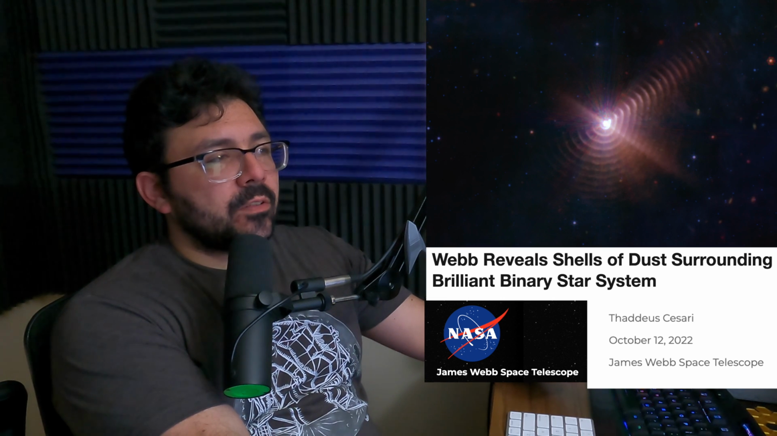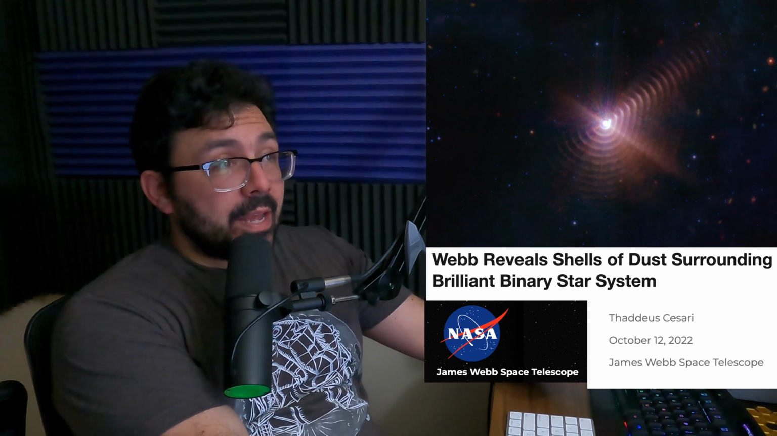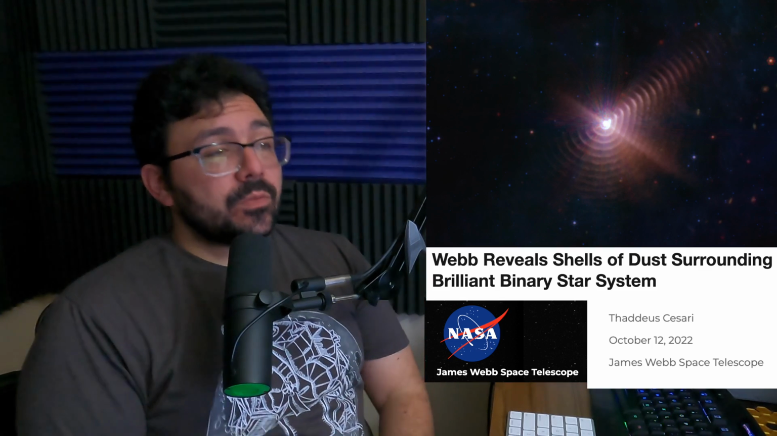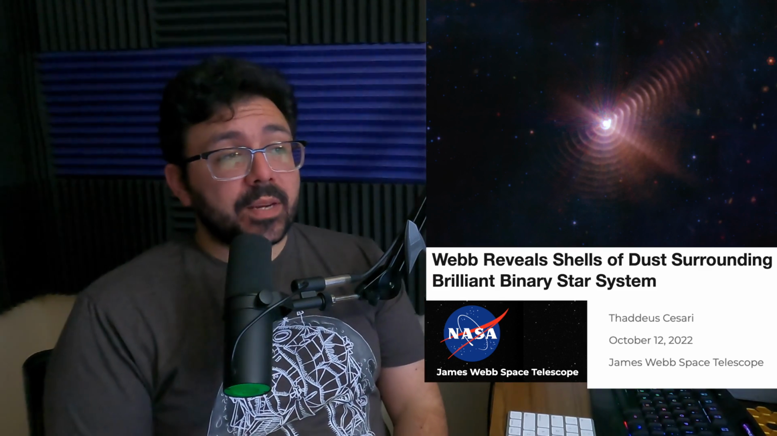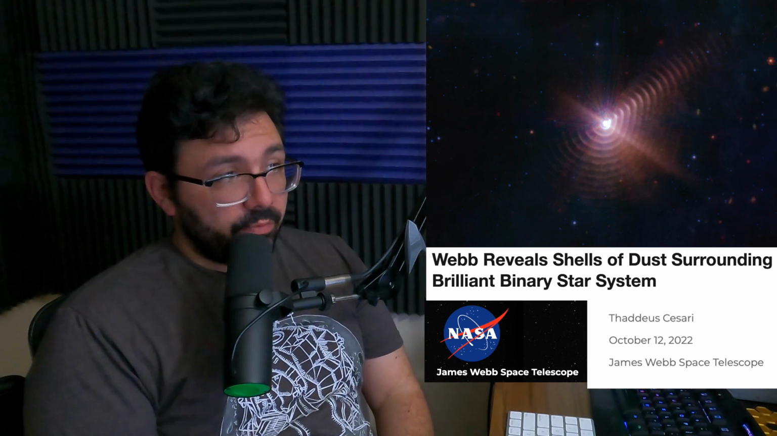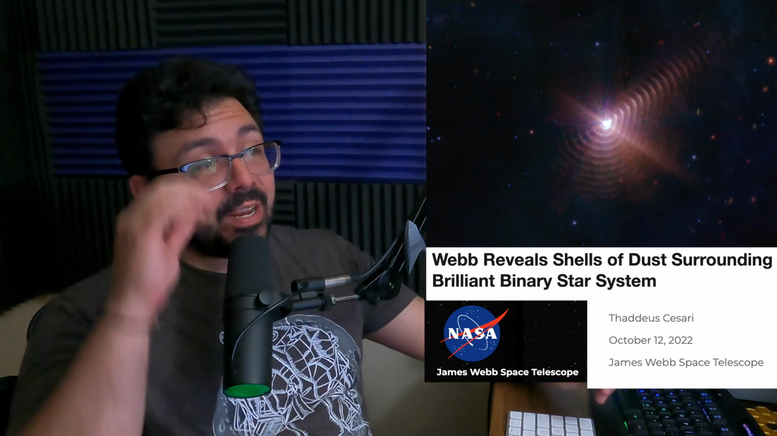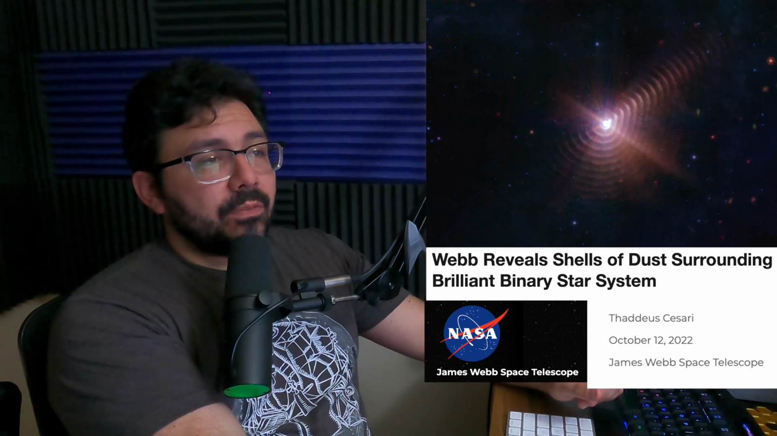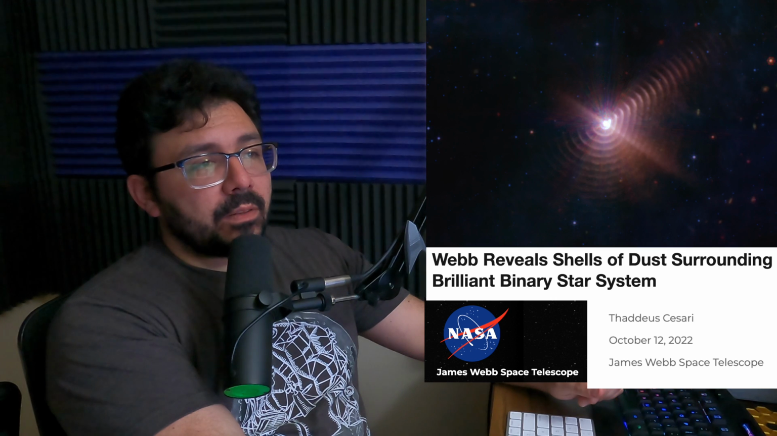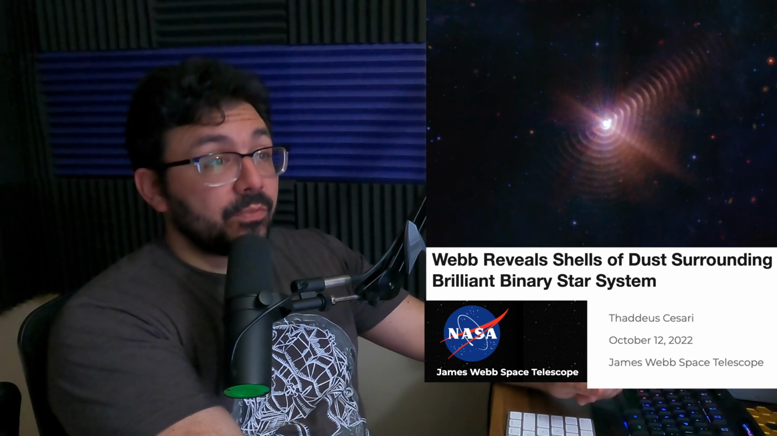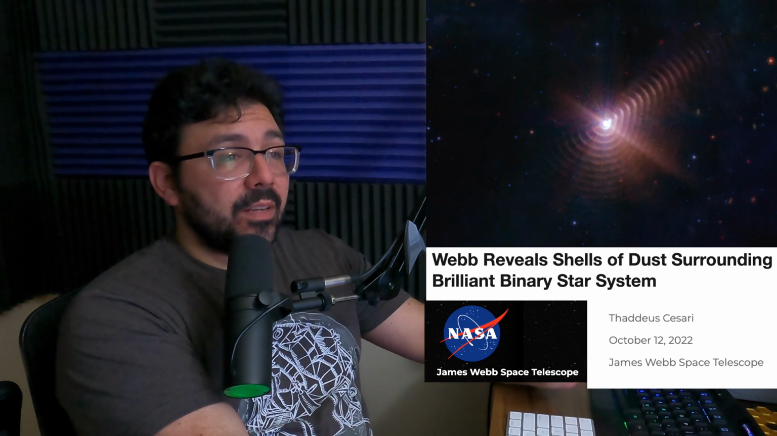It says here in this article by Thaddeus Cesari on blogs.nasa.gov, the latest image from NASA's James Webb Space Telescope is a new perspective of the binary star Wolf-Rayet 140, revealing details and structure in a new light. Astronomer Ryan Lau of NSF's NOIRLab, principal investigator of the Webb Early Release Science Program that observed the star, shares his thoughts on the observations.